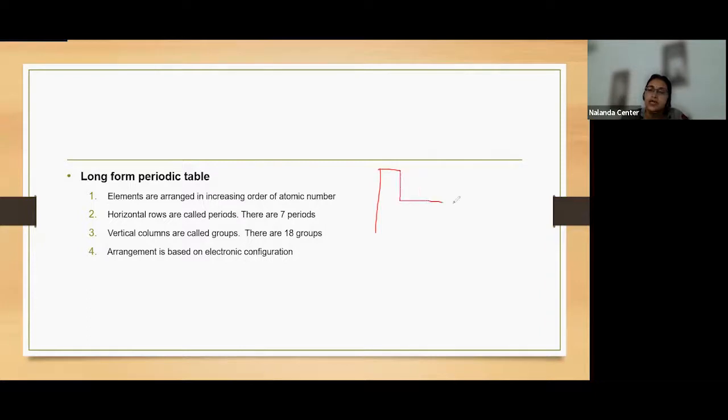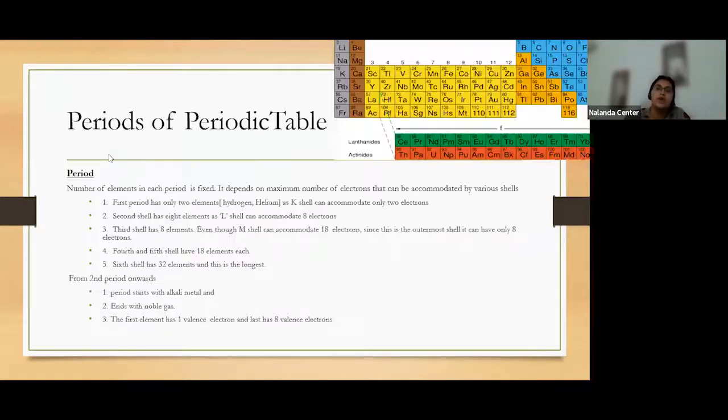So this is how the periodic table is going to look. These are the groups, the columns, and these are the periods. There are 18 groups and 7 periods, and the arrangement is based on the electronic configuration. Now, let's see the characteristics of the periods.